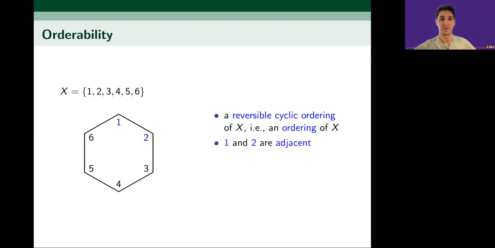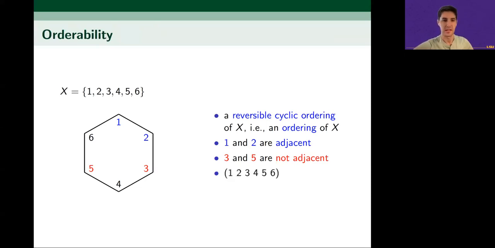So we use the words adjacent for elements like 1 and 2 that are next to each other in this cyclic ordering. And elements like 3 and 5 are not adjacent to each other. And this adjacency and non-adjacency is really the information that the ordering has, that's what is being encoded in this ordering here.